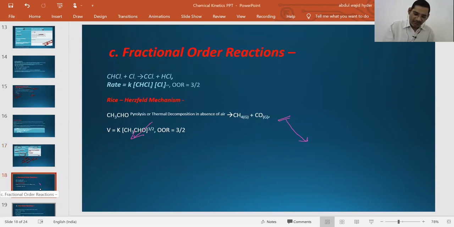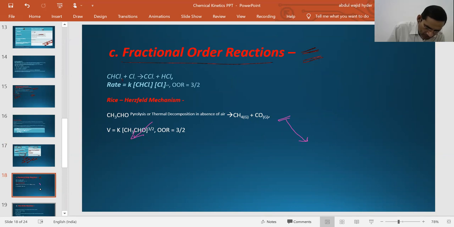You discussed fractional order reactions. You discussed negative order reactions. You discussed zero order reactions. Now, these fractional order reactions. You should remember all these examples: which reaction comes under zero order reaction, negative order reaction, and what are the examples of fractional order reaction. See, this is CHCl3. This CHCl3 is reacting with Cl2 and changing into CCl4 and HCl.